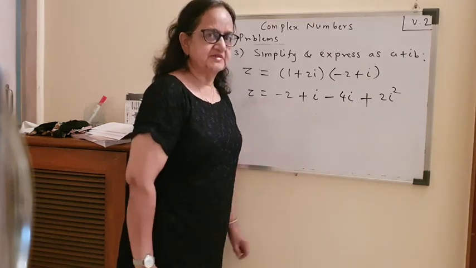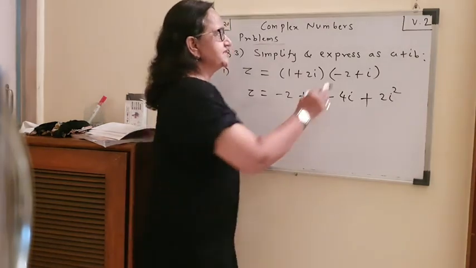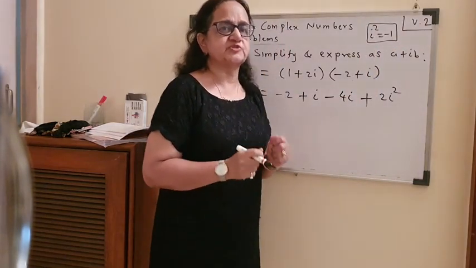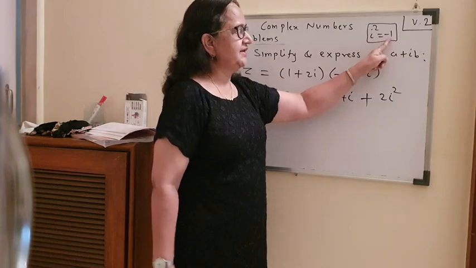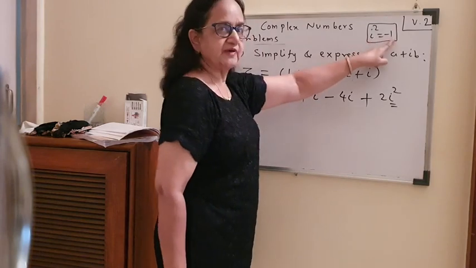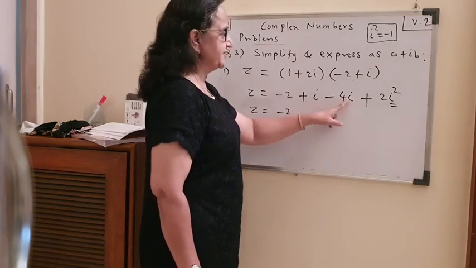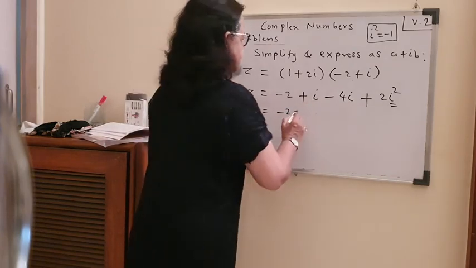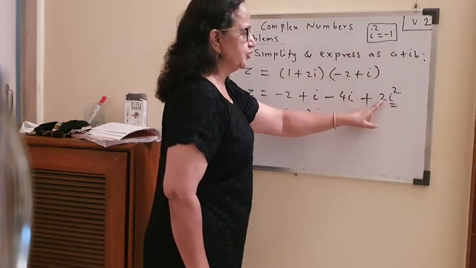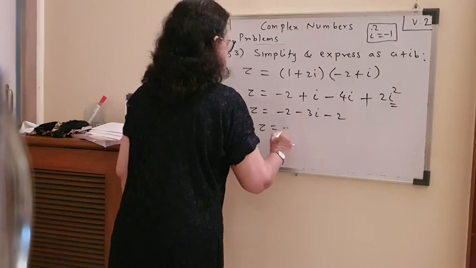Now throughout complex numbers, I know only one value thoroughly. And what is that? i square is minus 1. Even if somebody wakes me up from my sleep and asks me what is i square, I should immediately tell minus 1. Is that clear? So wherever I see i square, immediately replace this value. So z will be equal to minus 2, now plus i and minus 4i combine: minus 4 plus 1, so minus 3i, and i square is minus 1, so minus 1 into 2 will give you minus 2. Now minus 2 minus 2, so it is minus 4 minus 3i.